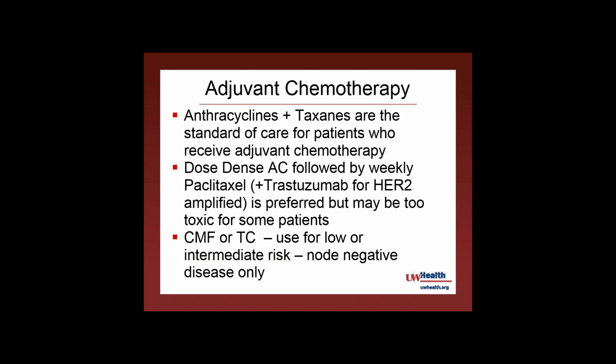And then if you've got some choices on there, and your choices are CMF, which is cyclophosphamide, methotrexate, fluorouracil, or TC, which is Taxotere, docetaxel plus cyclophosphamide, you only use that for node-negative disease. Lower intermediate risk node-negative disease. You need an anthracycline for women with node-positive disease. So read each little niblet of information they give you about that patient.